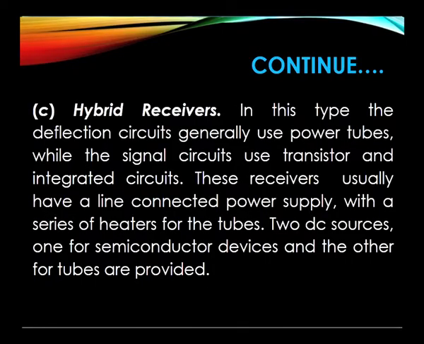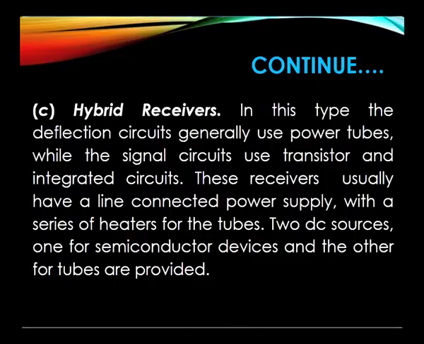The last type of receiver is the hybrid receiver. In this type, all the deflection circuits generally use power tubes, while the signal circuits use transistors. So the deflection circuits, that is the horizontal and vertical deflection coils, are made up of tubes, and the remaining signal circuits use transistors and also integrated circuits.